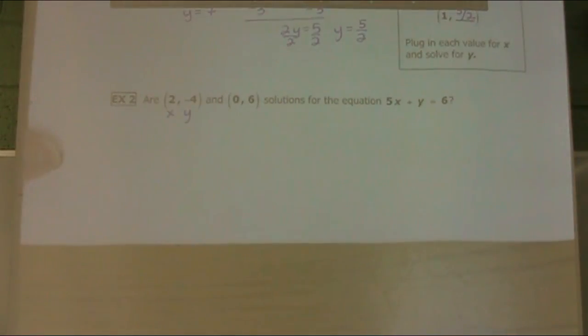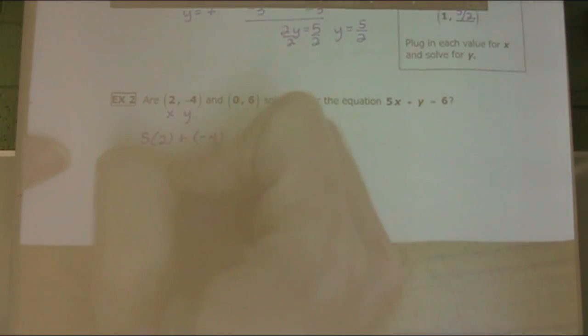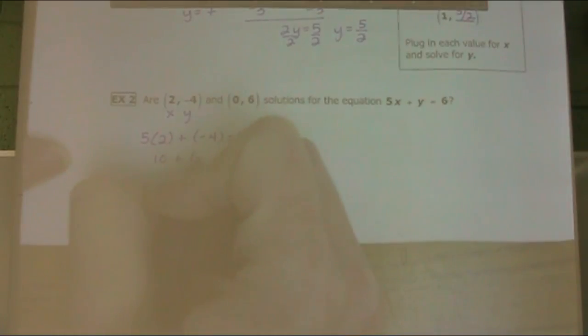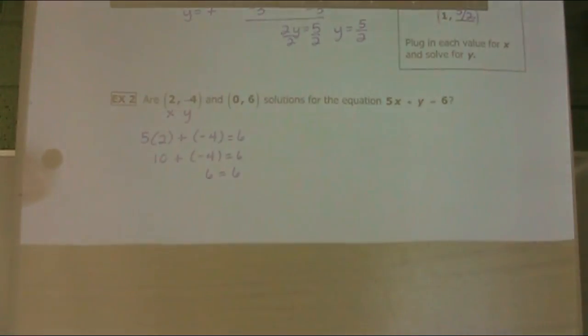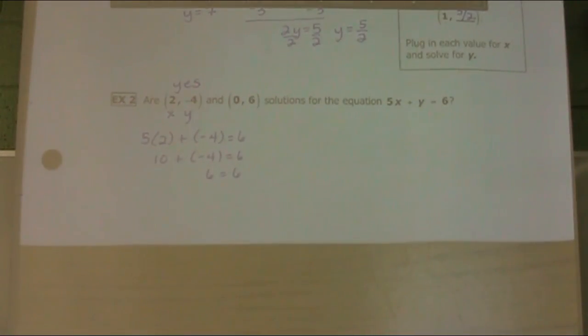So I'm going to start with the 2 and the negative 4. This is an x value. This is a y value. So I have 5 times 2 plus negative 4 equals 6. This is 10 plus negative 4 equals 6. 10 plus negative 4 is 6, equals 6. Since both sides are the same, yes, this is a solution for the equation.